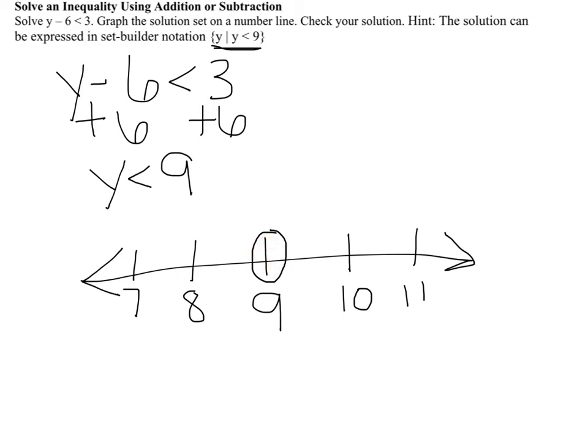So since y is less than 9, we want to shade in the values that are less than 9, which in this case are 8 and 7, and all of the values down here would be less than 9. Remember, you can also look at this inequality and picture that it's an arrow pointing this way. And so we know we want to shade this way on the graph.